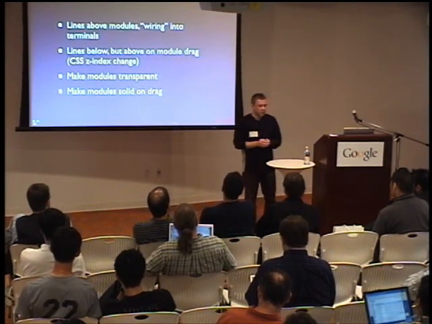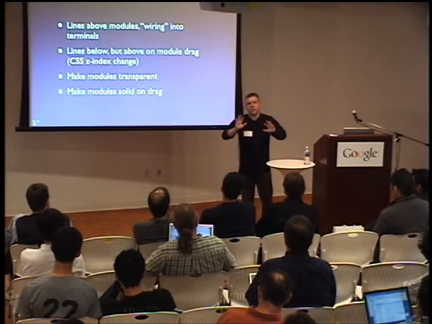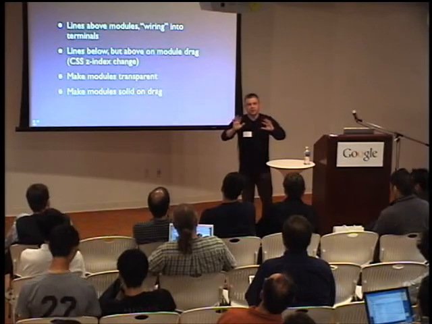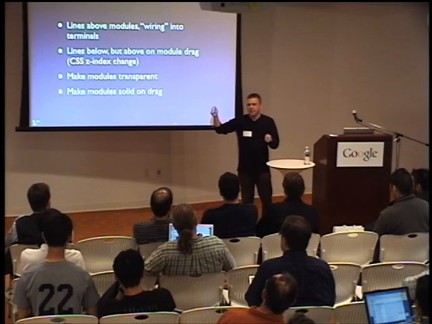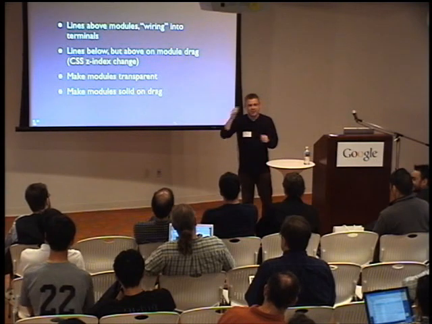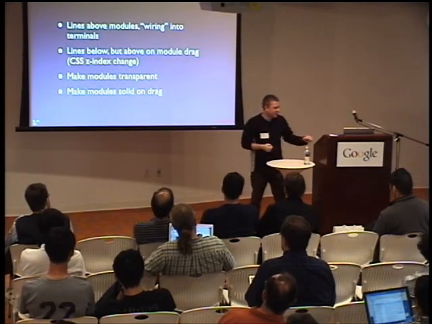The solution that we tried for a while was to make the modules solid on drag. So we leave them semi-transparent to start with, so you can see all the lines, but they look a bit faded out. And then when you start dragging, we just make the modules solid. And this actually turns out to be a really, really weird effect. It means that when you're in a transient point in the user interface, everything gets solid. And when you've finished, everything fades away to look a bit washed out. So we had that one for a while, but in the end, we decided that wasn't the way to go.